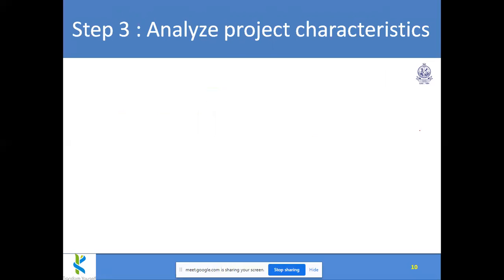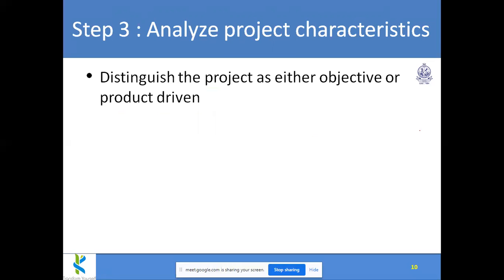Then we can analyze the project's characteristics, whether it is an objective-driven project or a product-driven project. Based on the objectives, whether all these are met, in that way I am going to evaluate it, or whether all the required products are delivered or not. Based on the product level, I am going to measure the success, so that we can analyze, and accordingly the developing team should work.